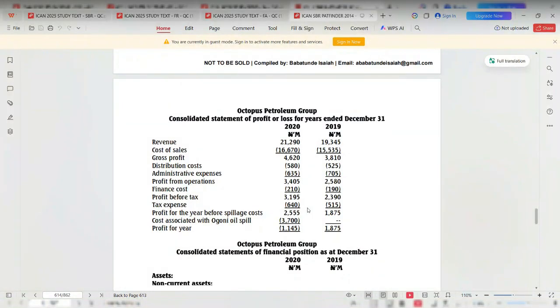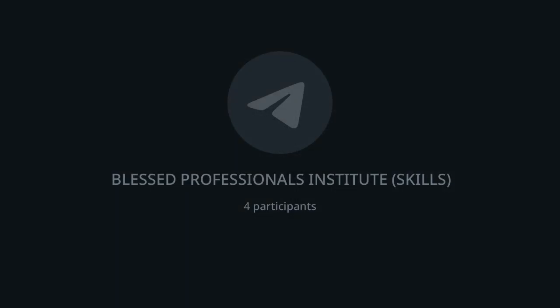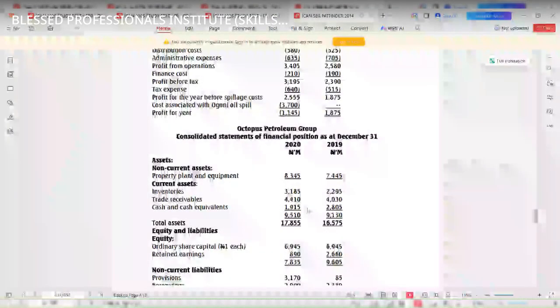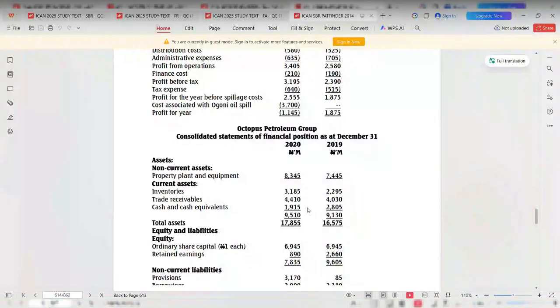So we have finance cost, we have profit before tax, we have tax expense, we have profit for the year before spillage cost. Then we have cost associated with Ogoni oil spill. Then we have profit for the year. Then we have Octopus Petroleum Group consolidated statement of financial position as at 31st December. So we have 2020 again, we have 2019. We have assets, we have current assets, we have equity, we have non-current assets, non-current liability.